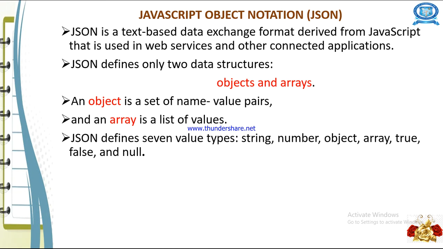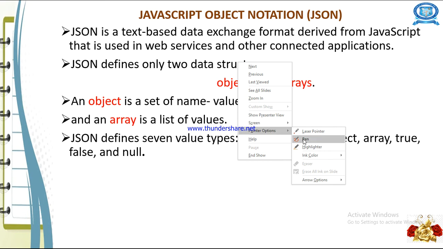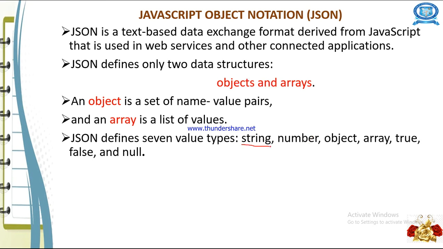JSON defines seven values. It specifies the string value, number, object, array, true or false, and null. So these are some of the value types that we use in JSON.